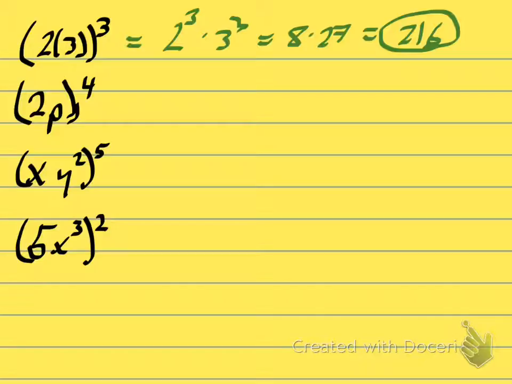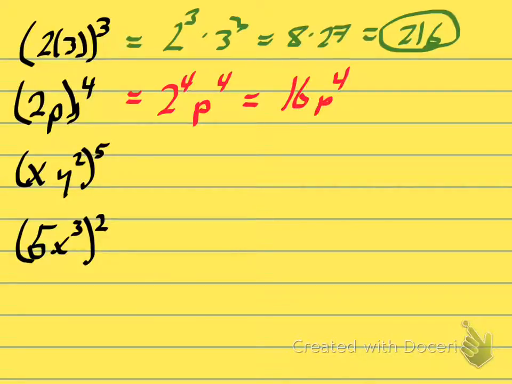All right, welcome back. So you should have done 2 to the 4th power times p to the 4th power, which is almost the answer. That's basically it. All we have to do now is find what 2 to the 4th power is. Well, we just saw above that 2 times itself 3 times was 8. So 1 more 2 will give me 16 p to the 4th. That's what you should have.